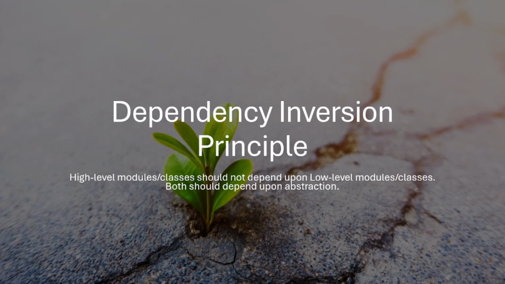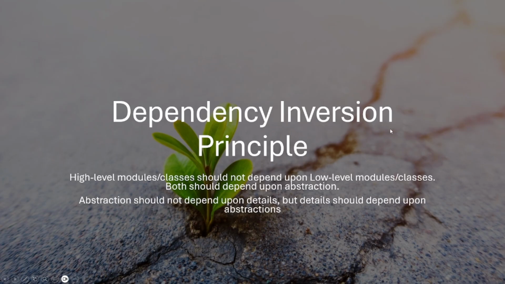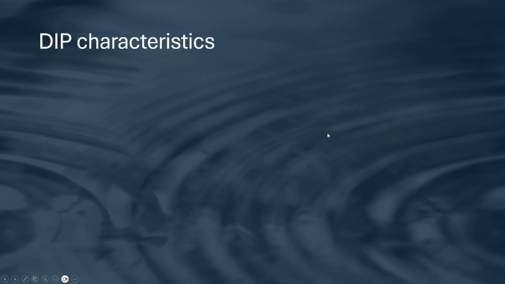It states that high-level modules or classes should not depend upon low-level modules or classes. Both should depend upon abstraction. Abstraction should not depend upon details, but details should depend upon abstractions.